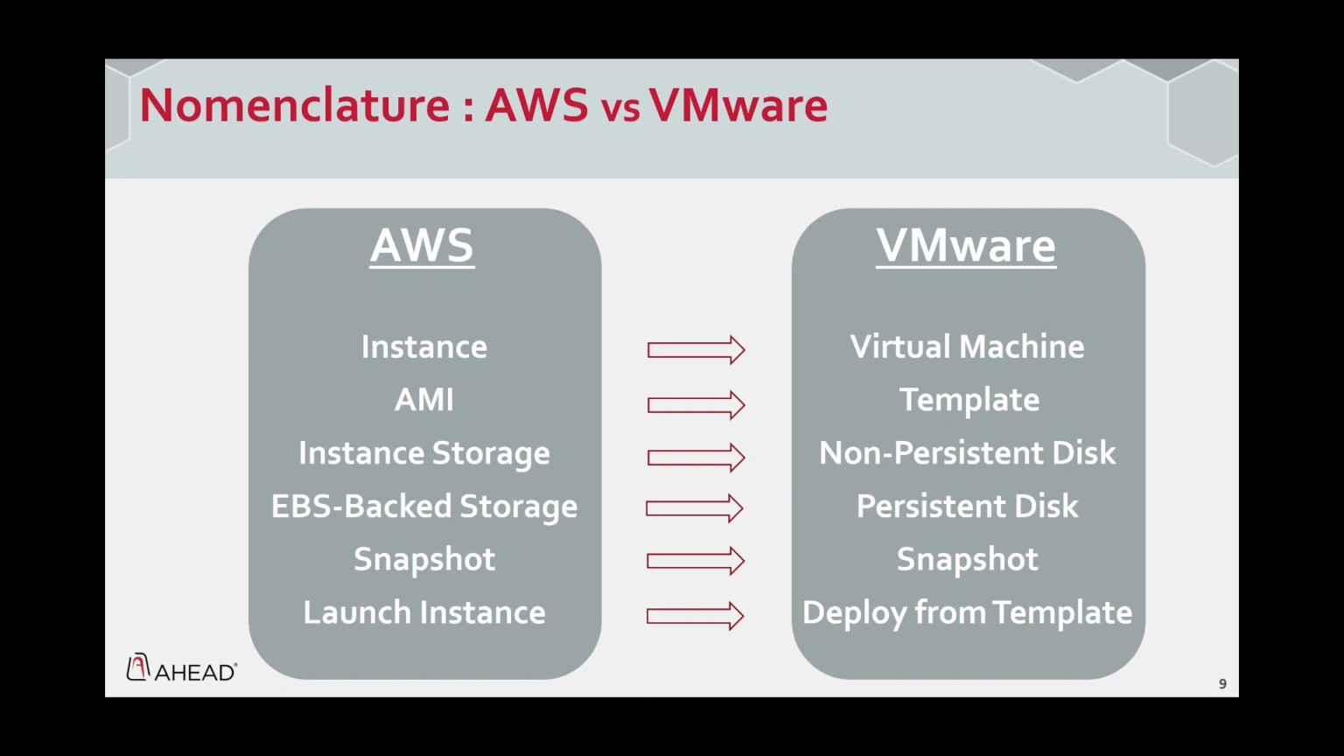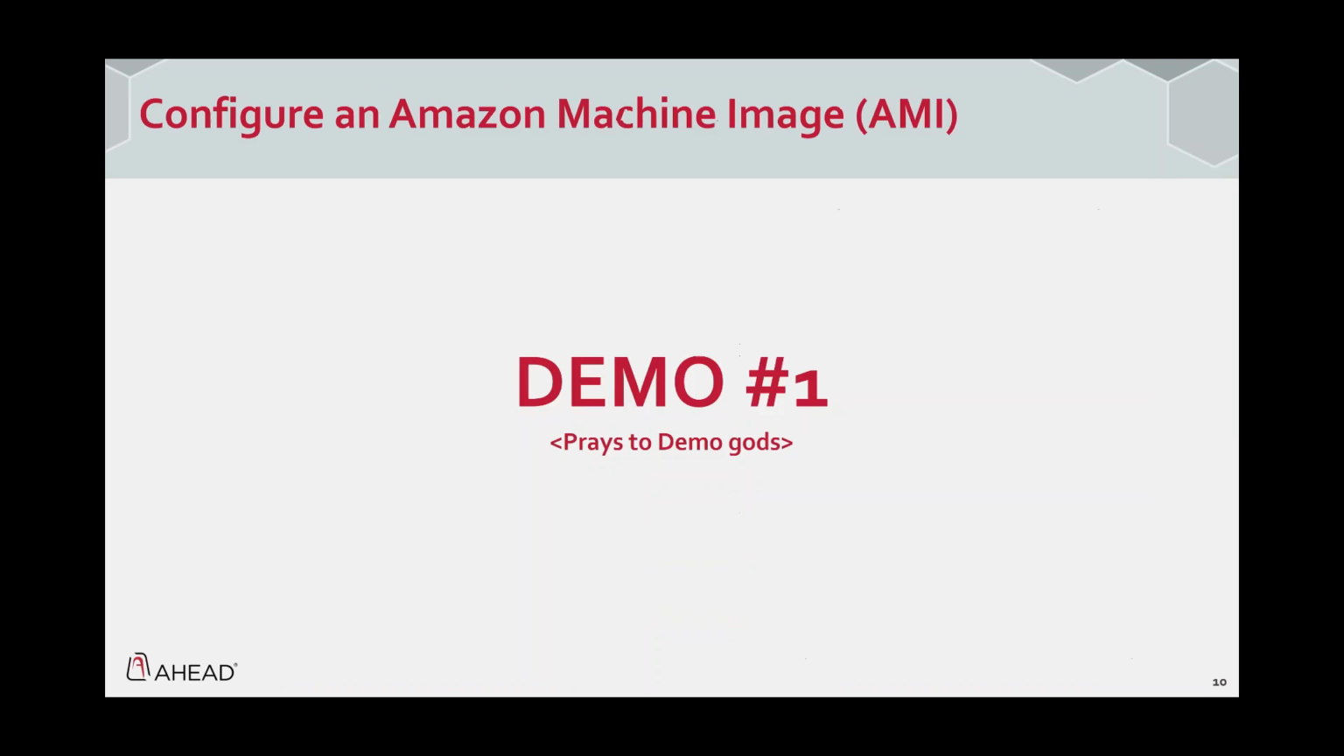So real quick, just some nomenclature here, AWS versus VMware. I thought that was good to put here. An instance, from a VMware perspective, is equivalent to a virtual machine. An AMI is a template. Instance storage is really like a non-persistent disk. EBS-backed storage is persistent disk. A snapshot is a snapshot. And launch instance is really the same as a deploy from template there.